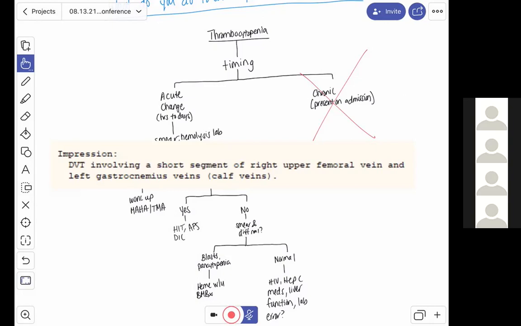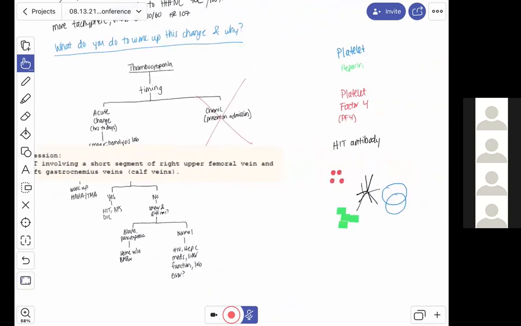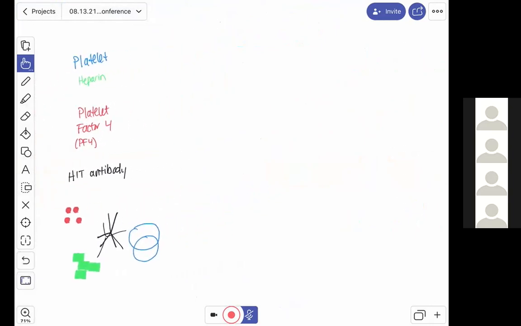Raise your hand if you have a good understanding of how the HIT antibody test works. Do you guys want to review it? Okay, so I have a little schematic for you. Everything is color coordinated. Your platelets are the blue things, your heparin is green, your platelet factor 4 is red, and your HIT antibodies, or rather your PF4 heparin antibodies, but we'll call them HIT antibodies for now, are in black.